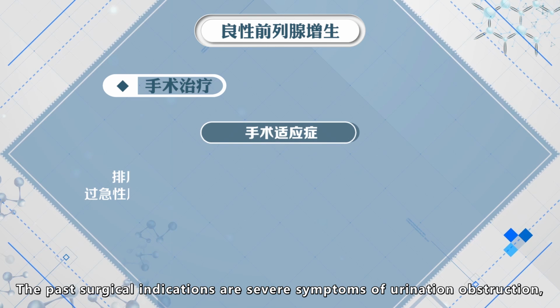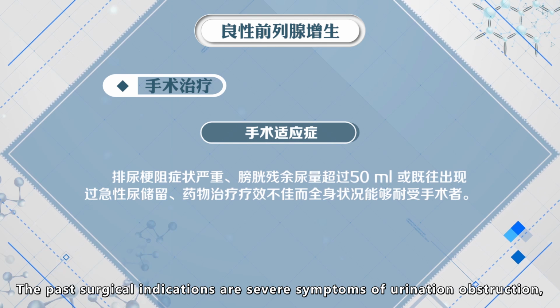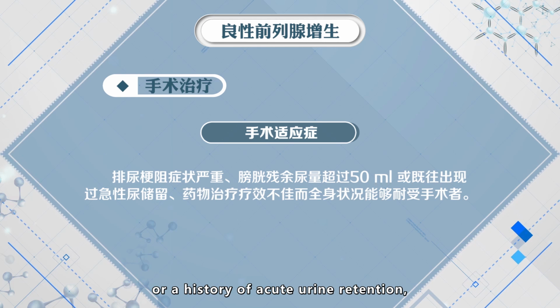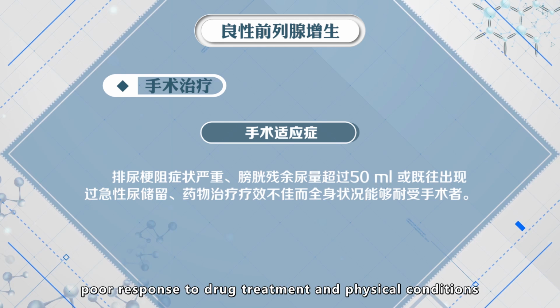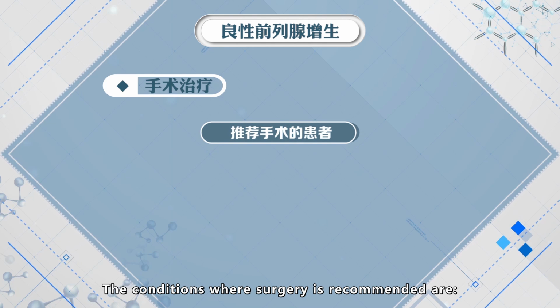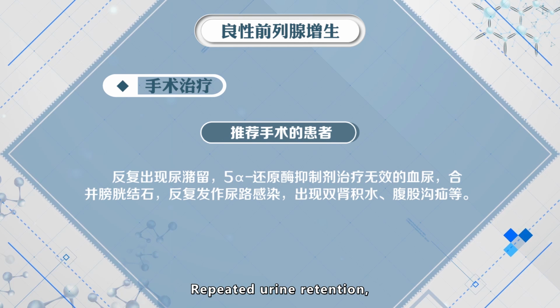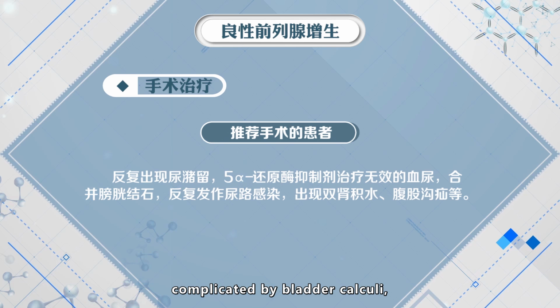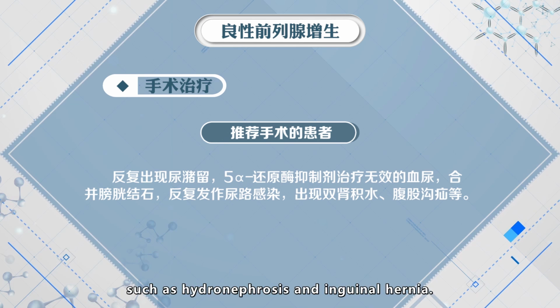The past surgical indications are severe symptoms of urination obstruction, more than 50 ml of residual urine in the bladder, or a history of acute urine retention, poor response to drug treatment, and physical conditions able to withstand surgery. The conditions where surgery is recommended are repeated urine retention, hematuria with no response to 5-alpha reductase inhibitor treatment, complicated by bladder calculi, recurrent urinary tract infection, and occurrence of complications such as hydronephrosis and inguinal hernia.